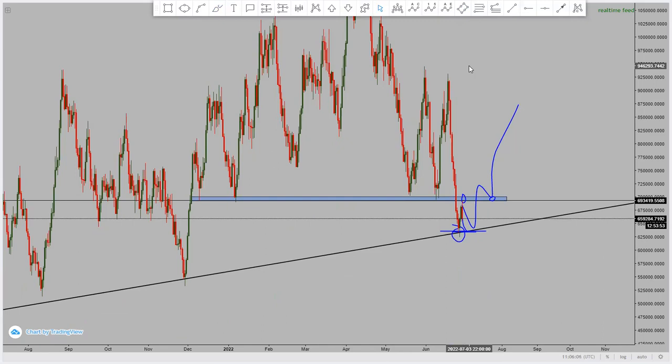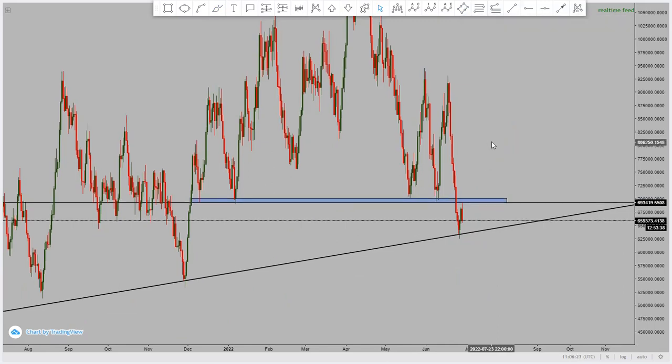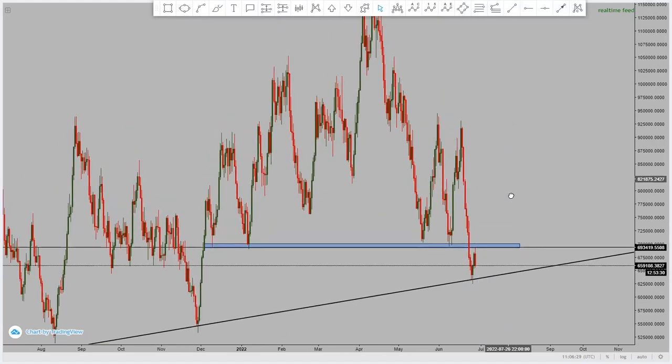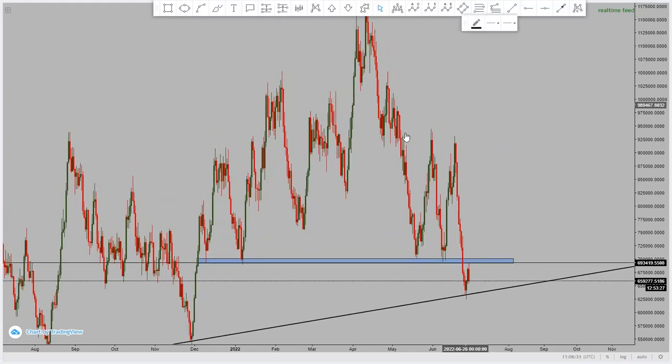And when you see market structure shifting on a higher time frame, it means the trend has now shifted for the long-term. If that does not happen, the market can even continue with its bearish nature, because according to the daily, market structure is still bearish.